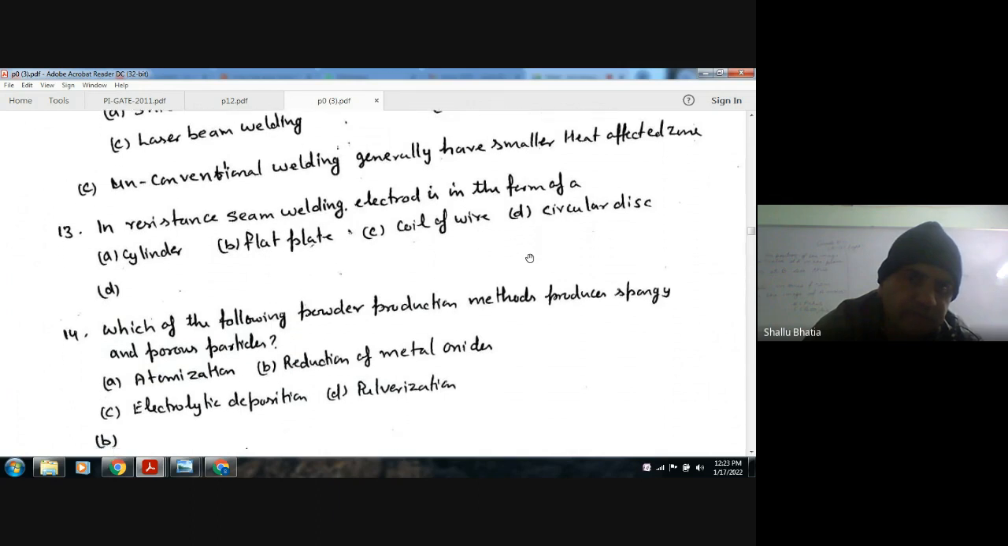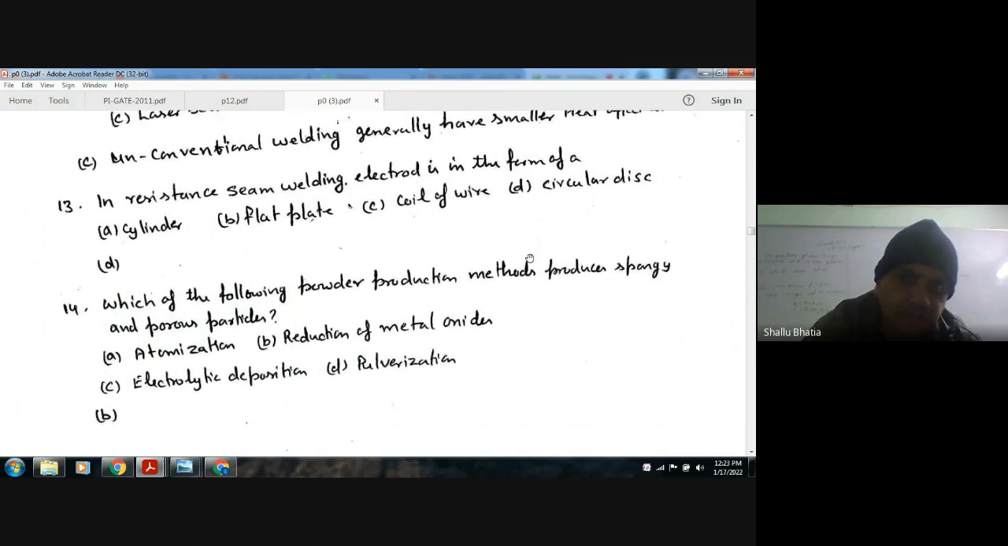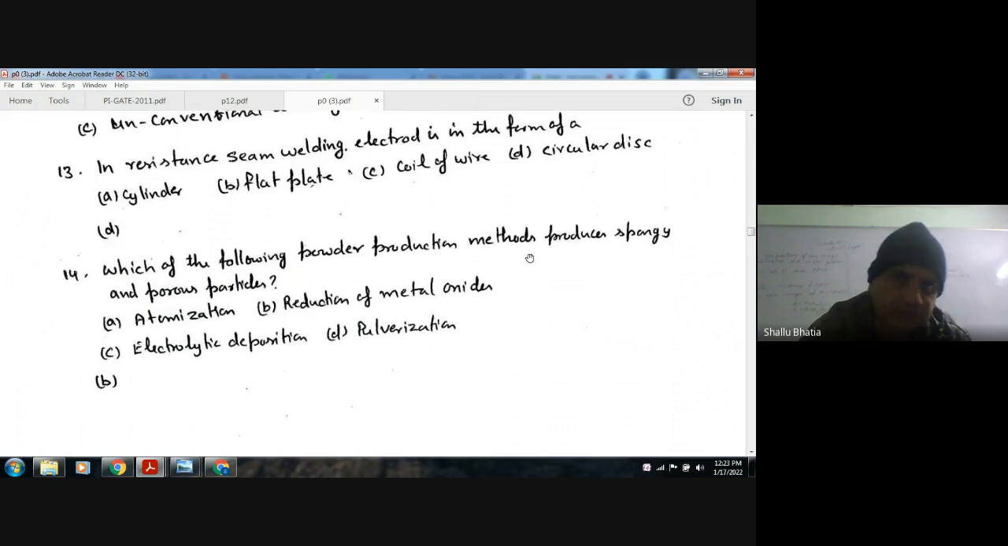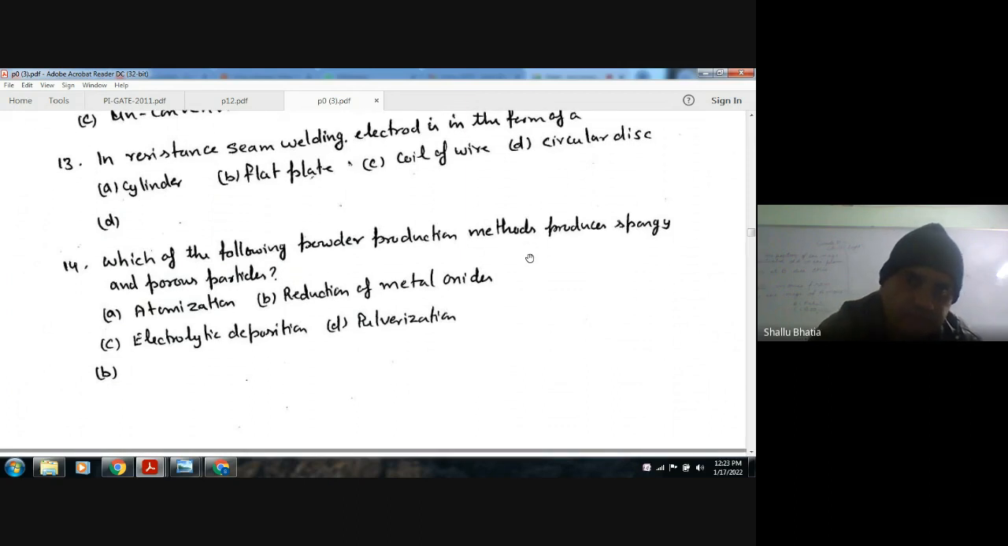In resistance seam welding, the electrode is in the form of cylinder, flat plate, coil of wire, or circular disc. So answer is circular disc. Okay, in resistance seam welding, the electrode is in the form of a circular disc.